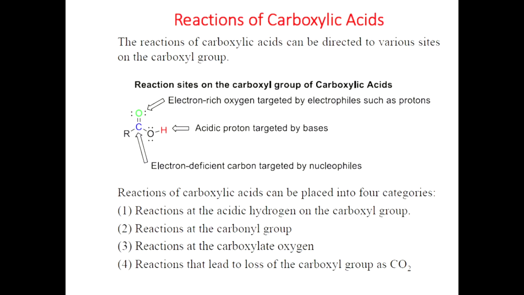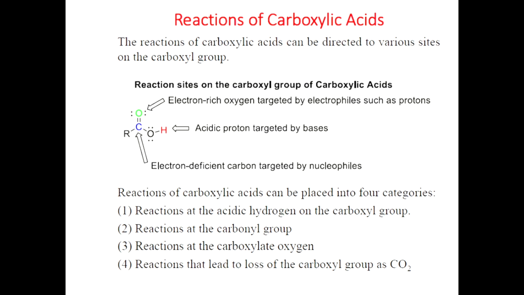To understand the reactions of carboxylic acid, or how this carboxylic acid will react with others: as we know, the carboxylic acid group has different parts. One is the carbonyl group, with an electron rich oxygen, which can act as a nucleophile. The second part is an acidic OH, which easily reacts with bases and is eliminated. And the third part is an electron deficient carbon targeted by nucleophiles.